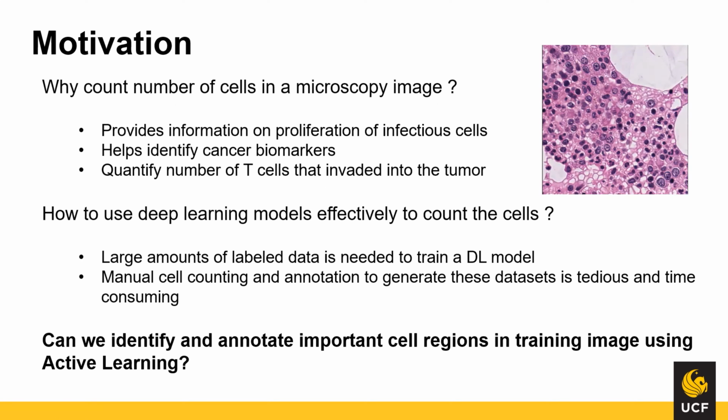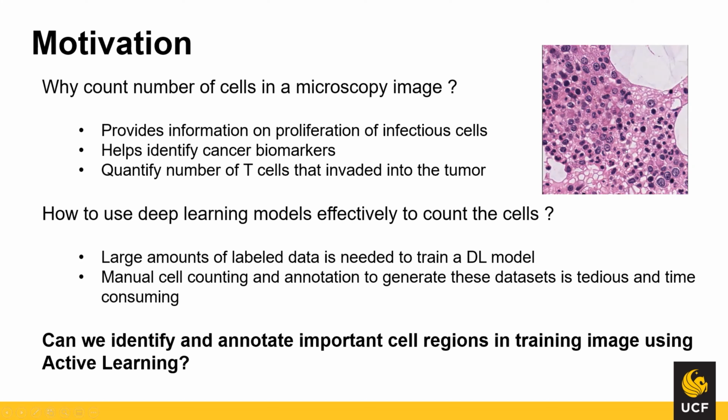microscopy image. It's another modality of medical image analysis. It is usually a slice of a tissue that you look at under the microscope, on the right here. So what's the need for counting the number of cells in a microscopy image? Some of the needs are that it provides information on the proliferation of the infectious cells. It also helps to identify the cancer biomarkers. It can quantify the T cells that invade the tumor. So it has a lot of applications in the lab setting.